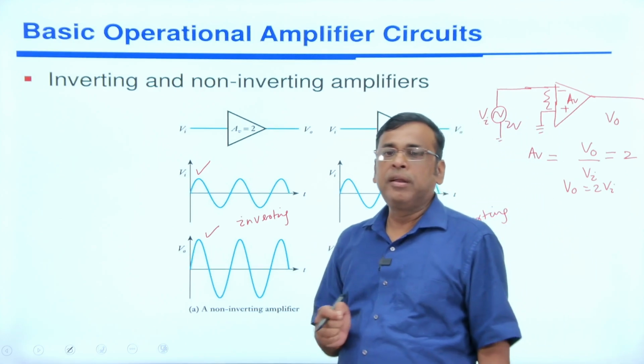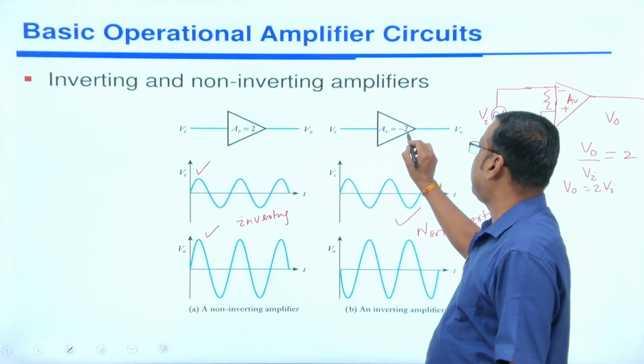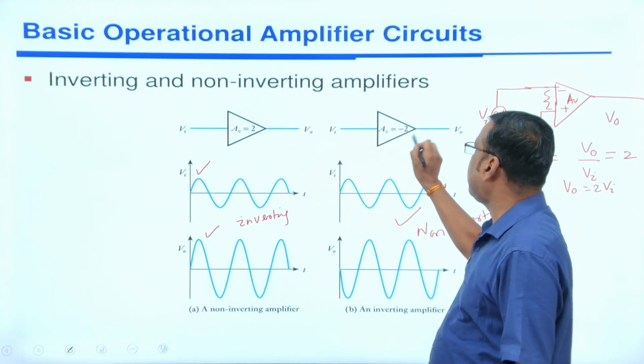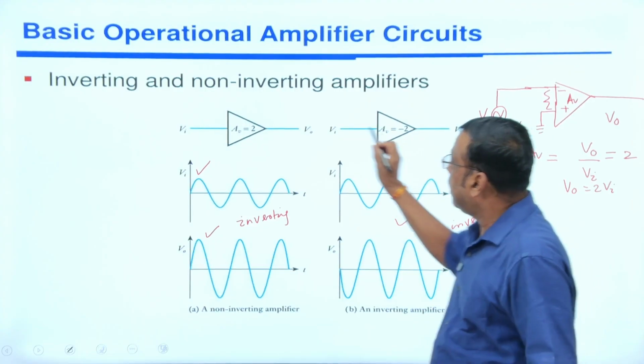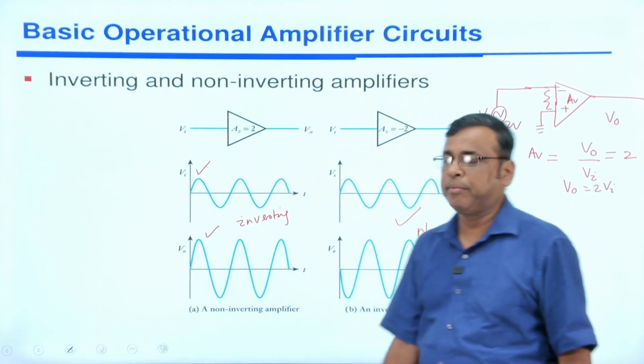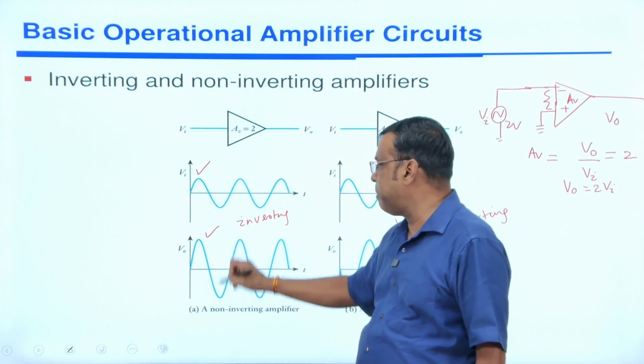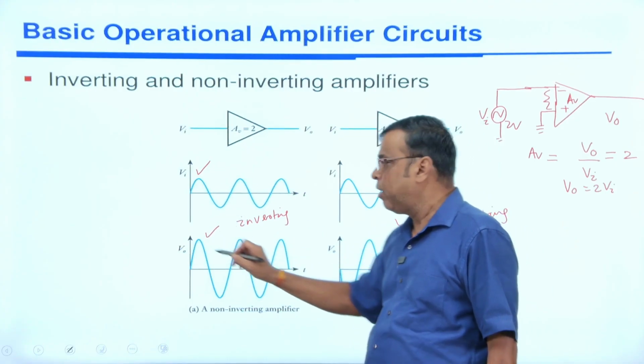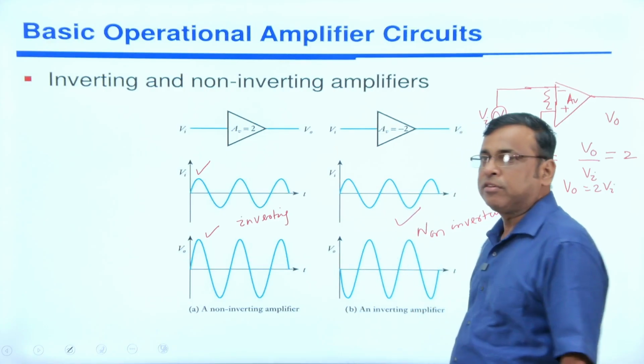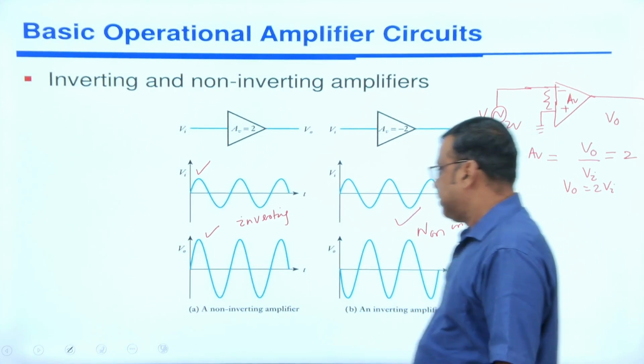Some negative sign, that is your Vo by Vi, here Av equal to -2. If the gain is -2, that is inverting. A gain equal to +2 is non-inverting. Non-inverting means the same phase, phase difference is 0. In case of inverting, the phase difference will be 180 degrees.